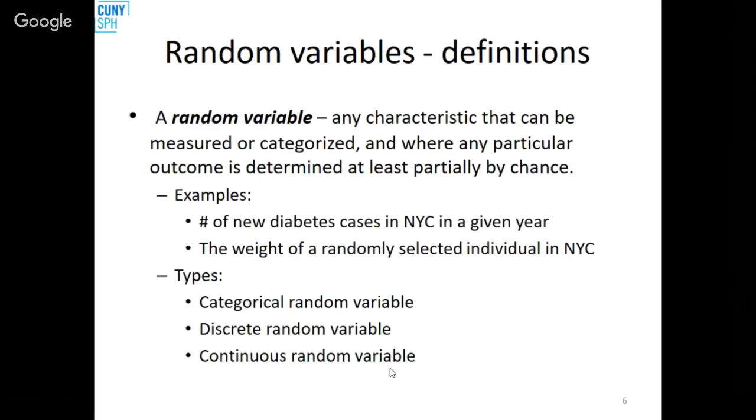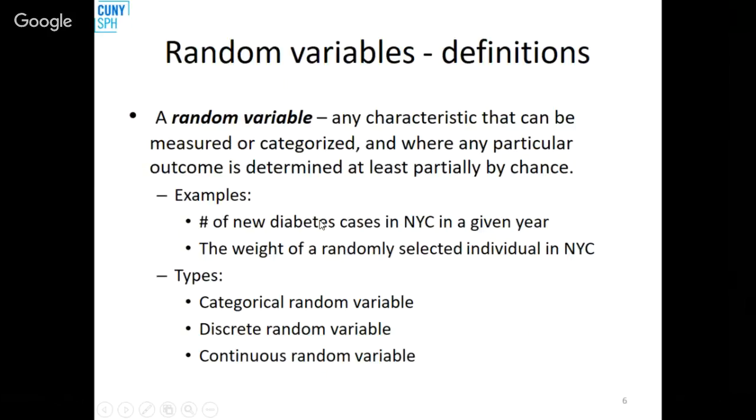So there was our quick review of probability notation and properties of probability, and I think we can now move on to random variables. Starting with the definition of a random variable, which is any characteristic that can be measured or categorized, and where any particular observation or outcome is determined at least partially by chance. So it can be mostly predetermined or not at all predetermined, but at least some component is due to chance.